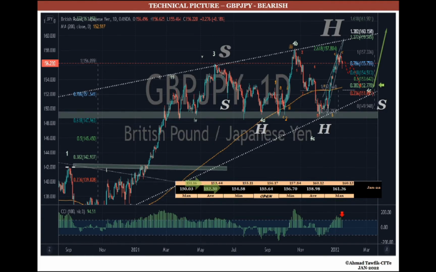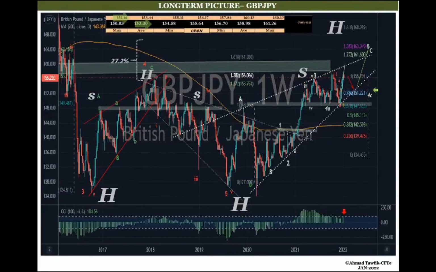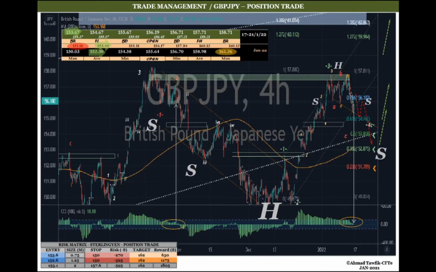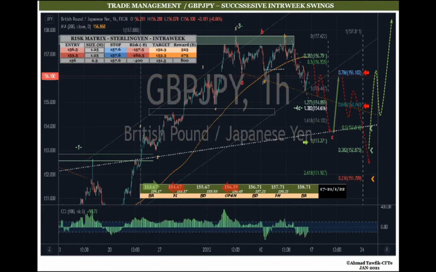152.3, 151.2, or 151.3 to make life simple. Now we need to segregate the exact internal 5 wave structure, sell into it in order to be on the correct side of the market most of the time, that is.